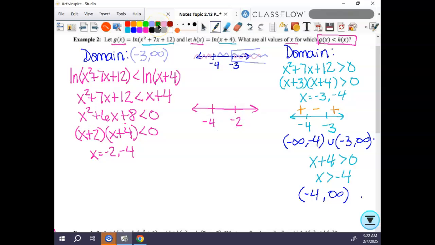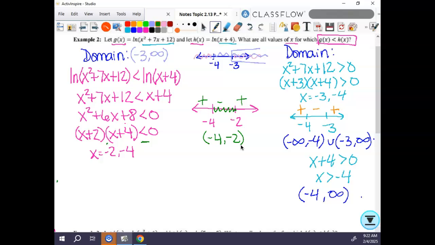And quadratic, right? That's fantastic. Opens up. Plus, minus, plus. This time I'm looking for when this function is less than 0, so that's when it's negative. So it's negative here from negative 4 to negative 2, right? But I have to take my domain into account.